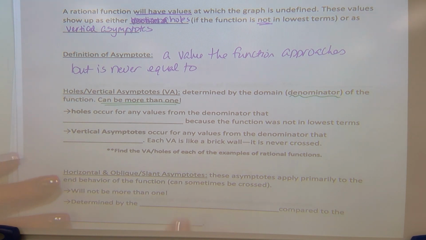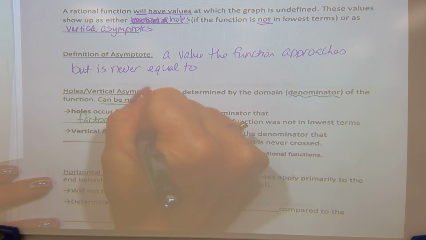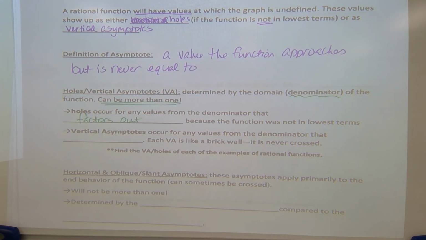Now, like we saw back on that example sheet that we just worked through in the other video, if you have a value for which the function is not in lowest terms, we're going to kick that out of the domain, but it doesn't stay as part of the function. Holes, that becomes a hole. A hole occurs for any value from the denominator that factors out. If it factors out because the function was not in lowest terms, it gives us a hole in our graph.